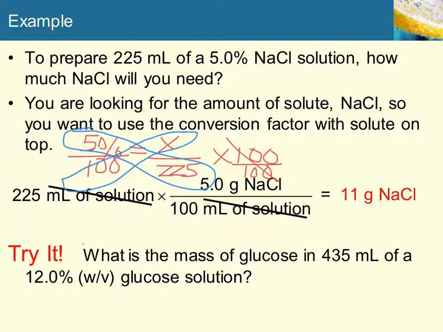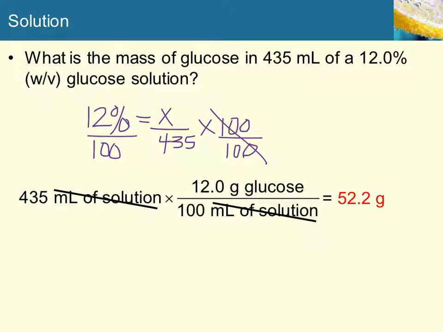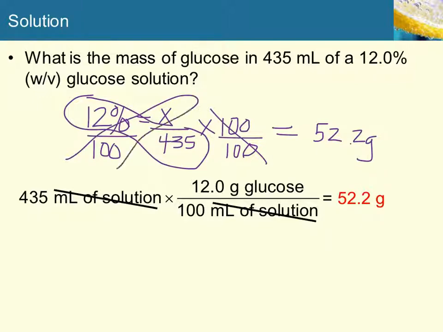So now I want you to try it. On a scrap piece of paper, what is the mass of glucose in 435 mL of a 12% weight volume glucose solution? Pick either using the formula or the dimensional analysis way and solve the problem. And then hit play to continue to check your work. So either way, you get the same answer. X equals 52.2 grams. Because in the top one, you're going to have 12 times 435 equals 100x.